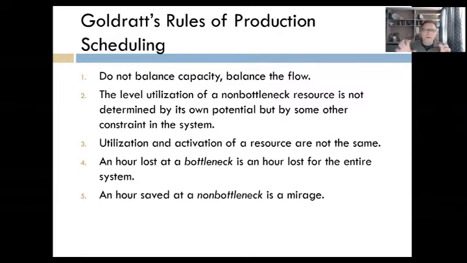So there are bottlenecks and there are non-bottlenecked parts of the process. The non-bottlenecked ones don't really have any control of themselves. They're actually being constrained by something upstream or downstream from them. Utilization and activation of a resource are not the same. Be sure to read about this in your text. It's probably on the quiz.